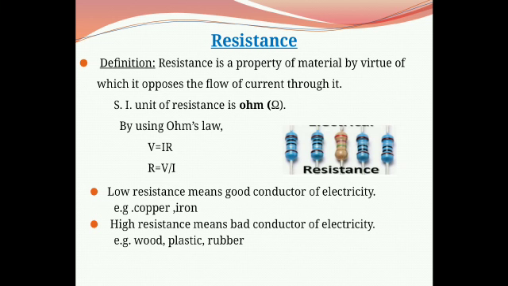Low resistance means a good conductor of electricity. Examples are copper and iron. And high resistance means a bad conductor of electricity. Examples are wood, plastic and rubber. These are also called bad conductors of electricity.